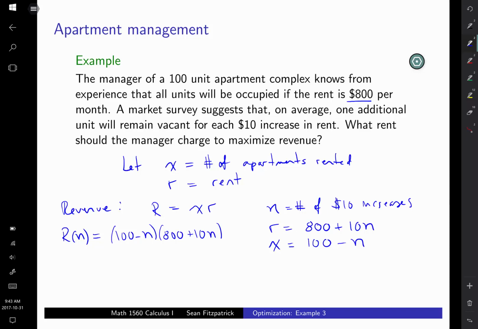So we've got R as a function of N, and actually we have a domain for N, and this time we do get a closed interval, right? N has to be bigger than or equal to 0. It's the number of increases we're going to make. And N can't be negative, right? Because we've already rented all of the units. So lowering the rent is not going to do us any good, right? It's fully occupied at $800 a month. The only way to go is to increase the rent. So N has to be bigger than or equal to 0.